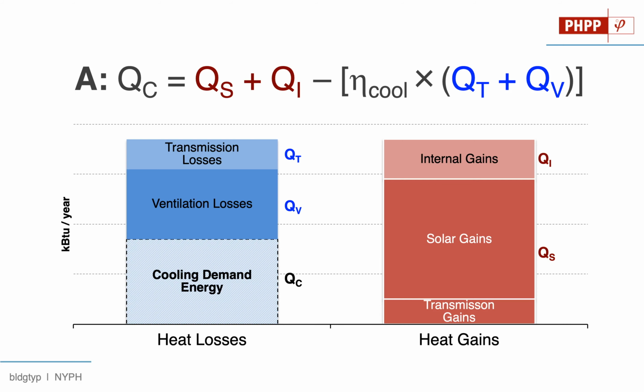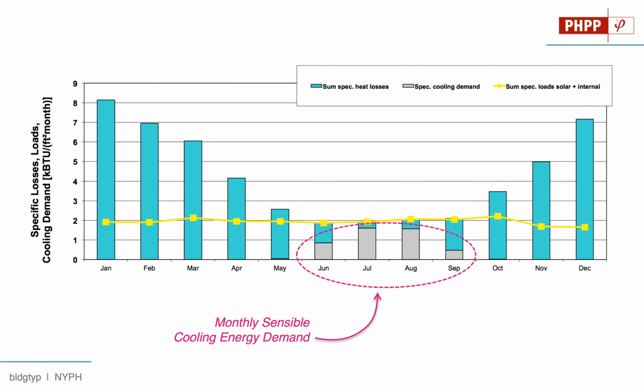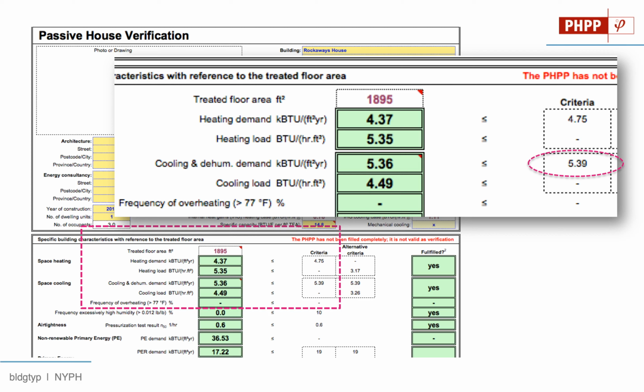Now, of course, this is looking at the building over the course of a whole year. The PHPP, in actuality, is doing a series of monthly calculations. So when it comes to the sensible cooling energy demand, it's going to do that calculation on a monthly basis and then just sum up all of the results to give us a total cooling energy demand over the cooling period. Now, when it comes to certification, we're going to look at the total annual result. So our building has to be below that 4.75 kBTU per square foot per year, or 15 kilowatt hours per square meter per year, energy demand threshold.